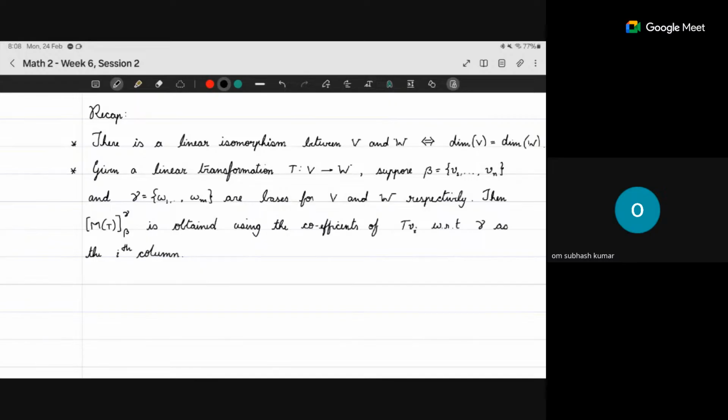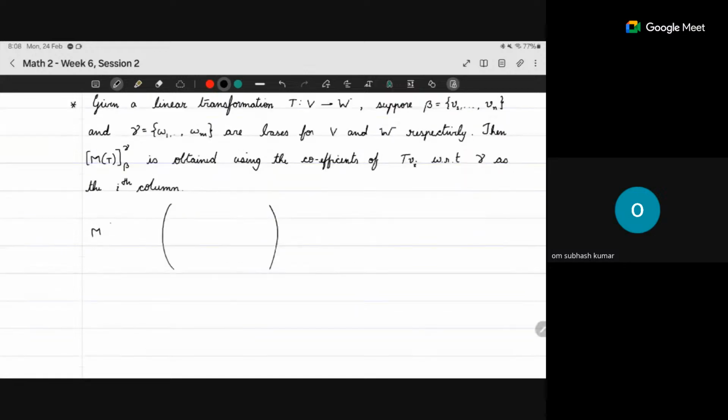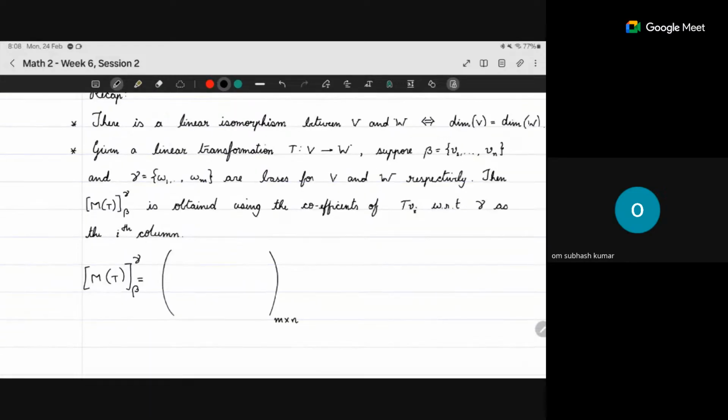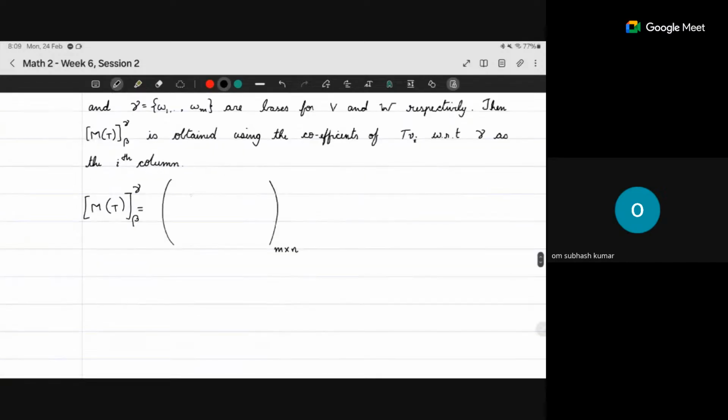And how do I write this matrix? So this would be M of T with respect to the basis beta and gamma, which is an m cross n matrix. So m being the dimension of the codomain and n being the dimension of the domain. So it's like codomain cross domain, an m cross n matrix. And this will have n columns, right? So you'll have columns 1, 2, up to n. And what is the ith column? How do I get the ith column?